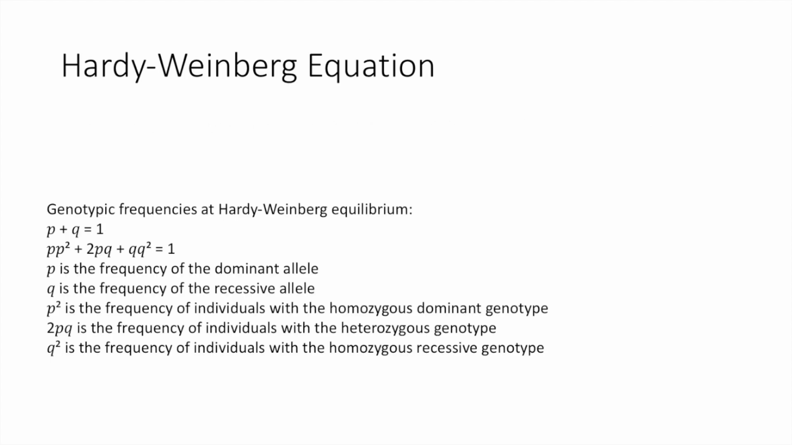We can use these numbers in the Hardy-Weinberg equation, which states that p plus q equals 1, where p is the frequency of big A alleles and q is the frequency of little a alleles. We can also say that p squared plus 2pq plus q squared equals 1, where p squared is the frequency of big A, 2pq is the frequency of big A, little a, and q squared is the frequency of little a genotypes in the population.